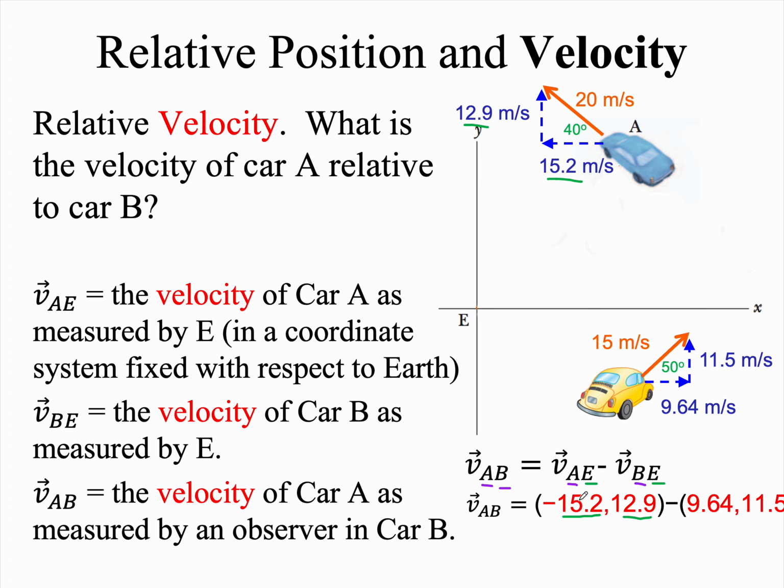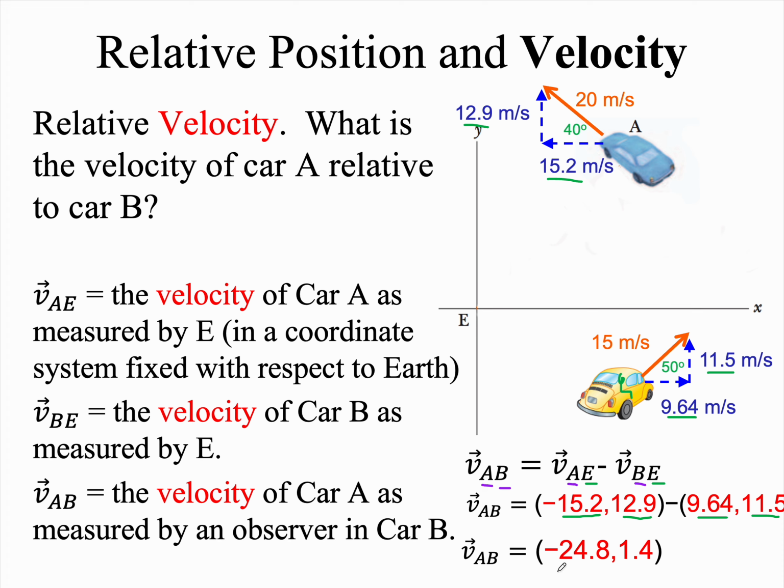So these are no longer x and y coordinates. These are x and y components of velocity. Likewise, for the other car, its horizontal is positive 9.64, and its vertical is positive 11.5. We're going to subtract like terms, and if you do that, you'll discover the velocity of A as observed by an observer here. The observer in this car would see the other car going very, very rapidly in the negative direction. Why? Yellow car is going this way, blue car is going that way.